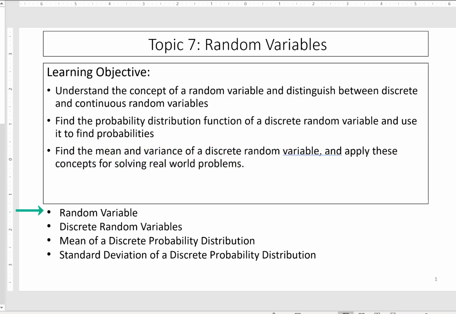So we'll be looking at a random variable. We'll be focusing on the discrete random variable. And we're going to calculate the mean of a discrete random variable and the standard deviation of a discrete random variable.